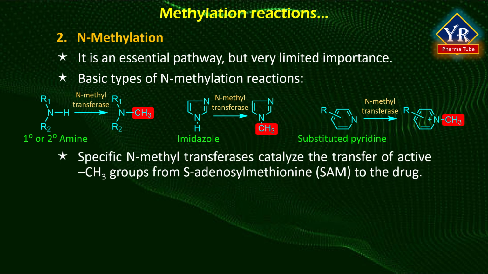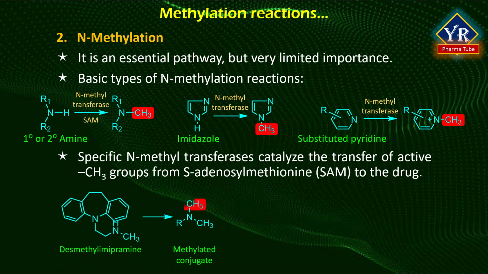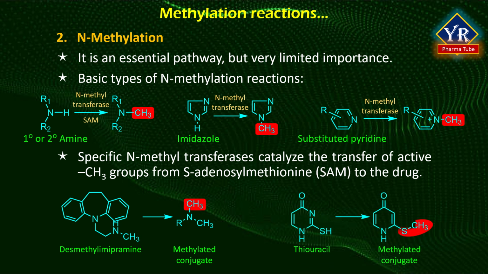Specific N-methyl transferase enzymes catalyze the transfer of active methyl groups from S-adenosyl methionine to the acceptor substance. The non-specific N-methyl transferase found in the lung can reverse the N-demethylation reactions of phase 1 metabolism. But most of the other methyl transferases are specific for endogenous compounds, except the S-methyl transferase that is found in the microsomal fraction and which will methylate many thiols such as thiouracil.